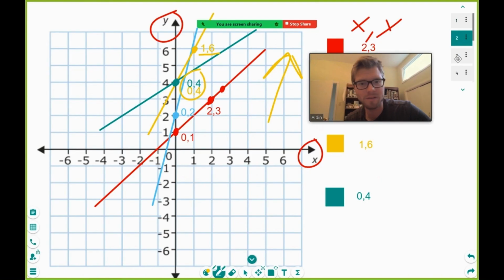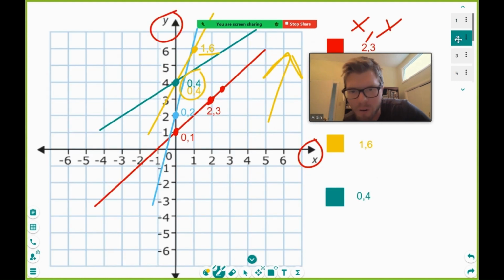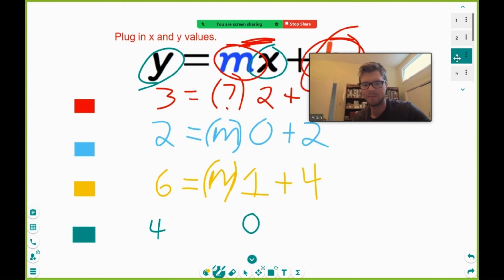So yellow, 0 and 4 is our y-intercept. So I'm going to put m here again. I'm going to fix this one, make it look better. And what is our y-intercept? It's at 4. Is that correct? Yes, it hits through the y-axis when y is 4.